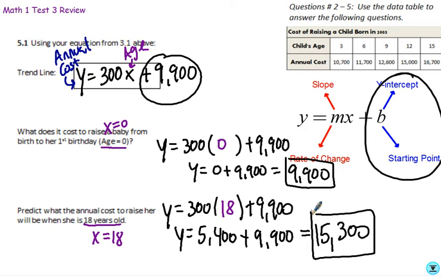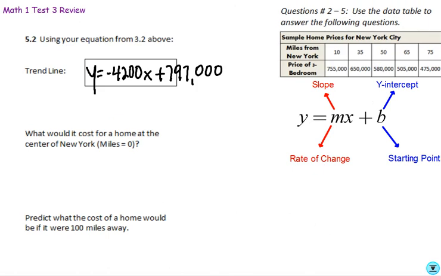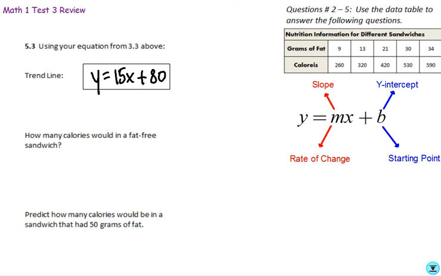Alright, so for the next one, you'll do really the same thing. So just go ahead and stop the video now, and let's try 5.2 and 5.3. Again, you're using the equations from the previous question. So 5.2, you're using that equation. And then from 5.3, you're using that equation.